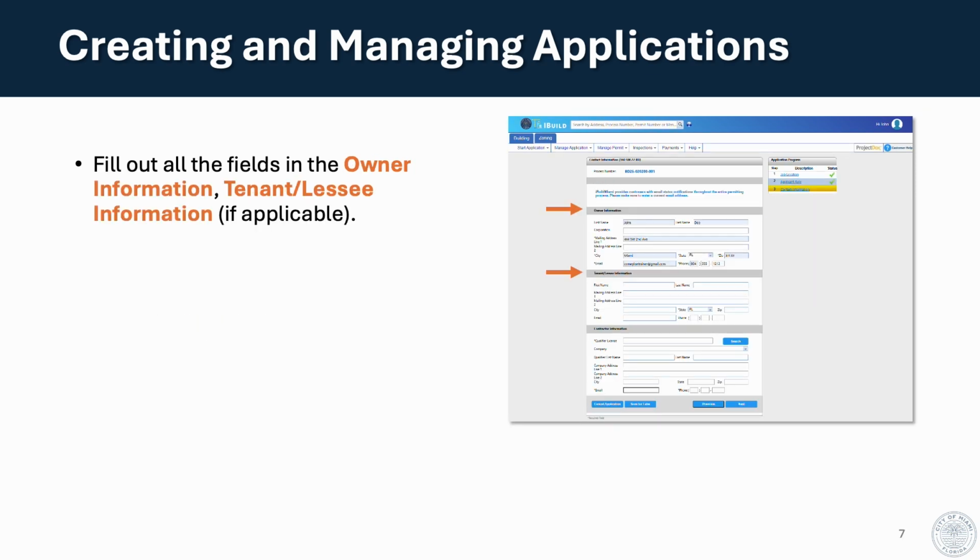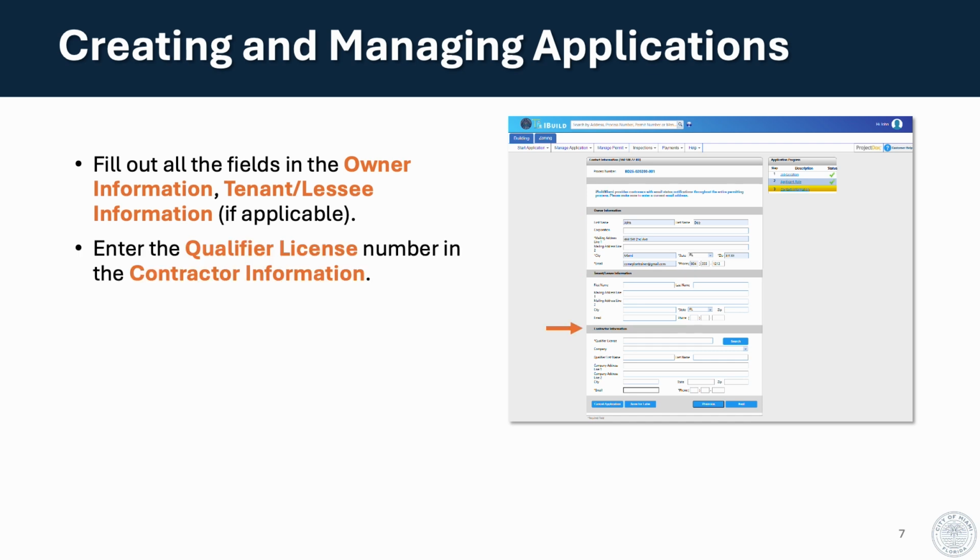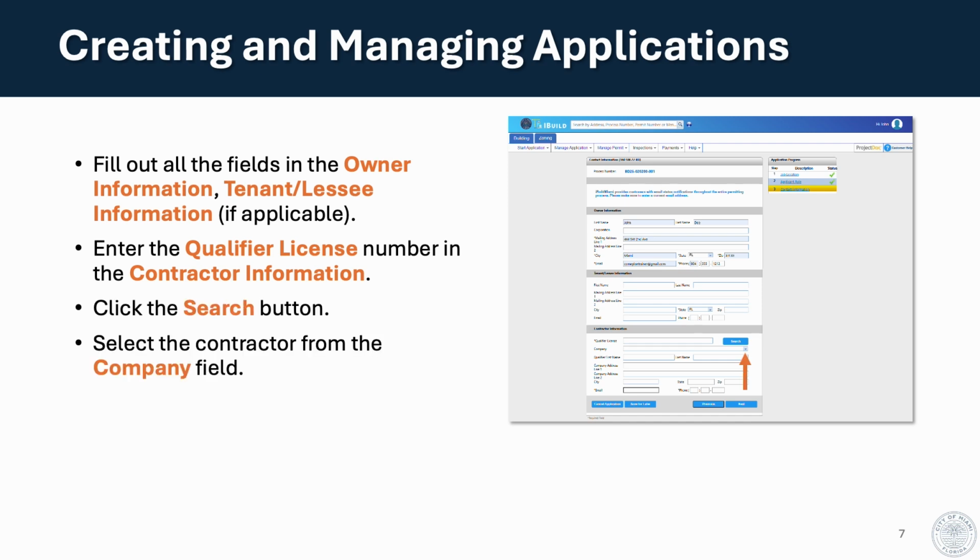You must fill out all the fields in the owner information, and tenant/lessee information, if applicable. Next, you will enter the qualifier license number in the contractor information section. Click the Search button. You will then select the contractor from the company field. Click the Next button.